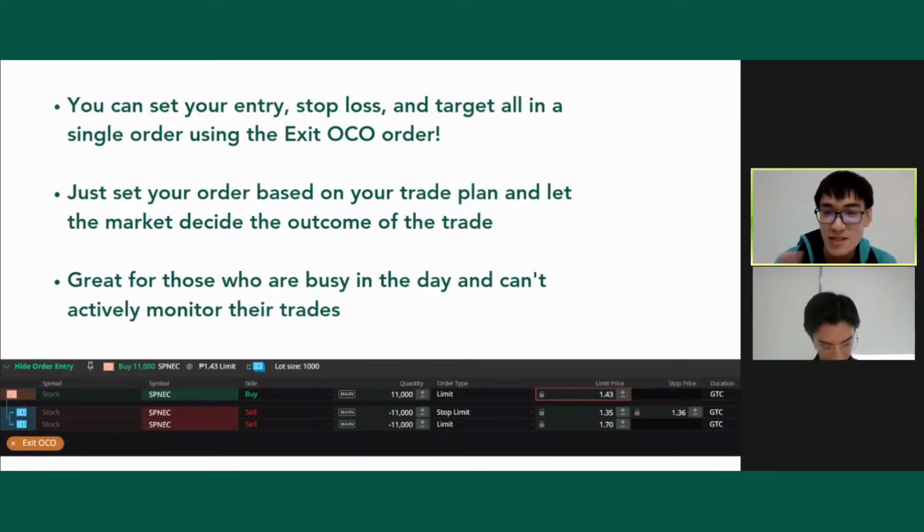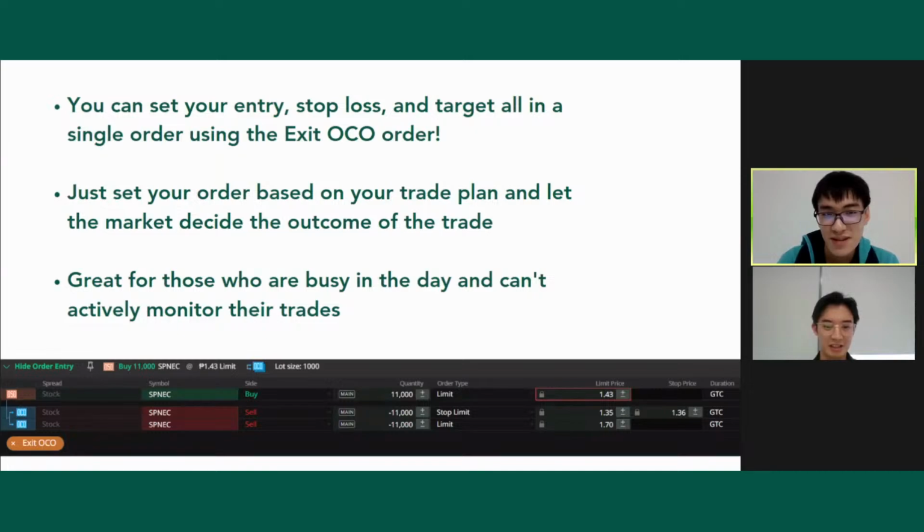And for me, when I was looking at it, it's really this feature that stands out. So did you know that you can set your entry, stop loss, and target all in a single order lang, di ba? So that's revolutionary. So parang entry, stop loss, target, isang order lang. You don't have to set different orders pa for your stop loss, for your take profit, everything in just one order. I think this is also perfect for those who can't always monitor the market and who has a certain amount of time in the day to trade. So this order is perfect for you.